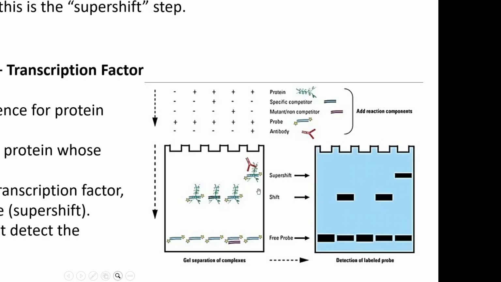And in the fifth lane, this is where the supershift comes. Here you have your antibody along with your specific competitor and protein of interest.